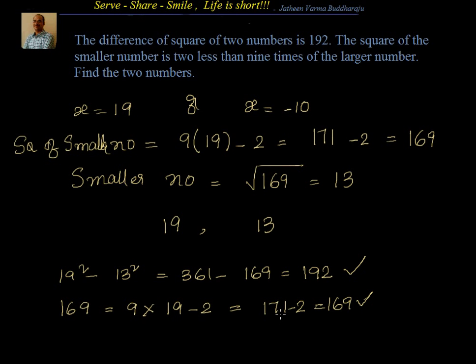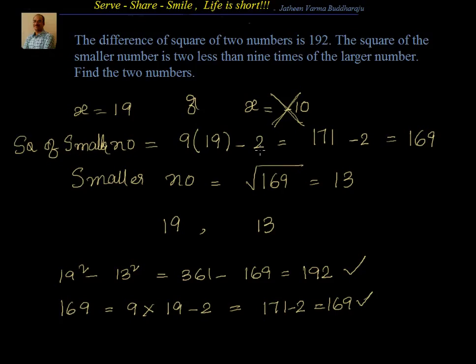The two numbers are 19 and 13. We haven't taken the negative value because if you try to find out the smaller number, you have to do square root of negative. Square root of negative numbers is complex numbers, which we will learn in the next class, but may not be now.